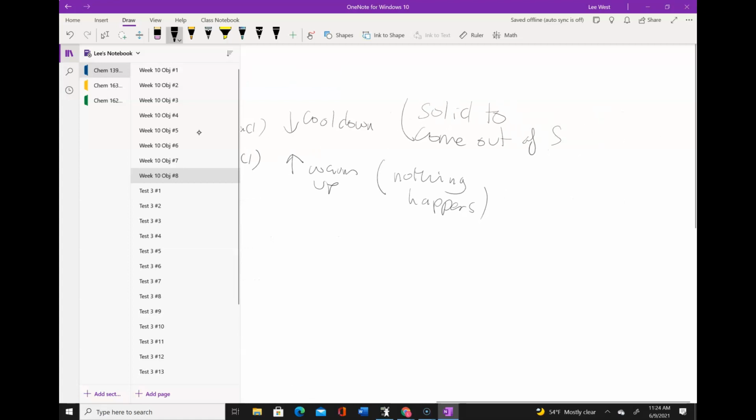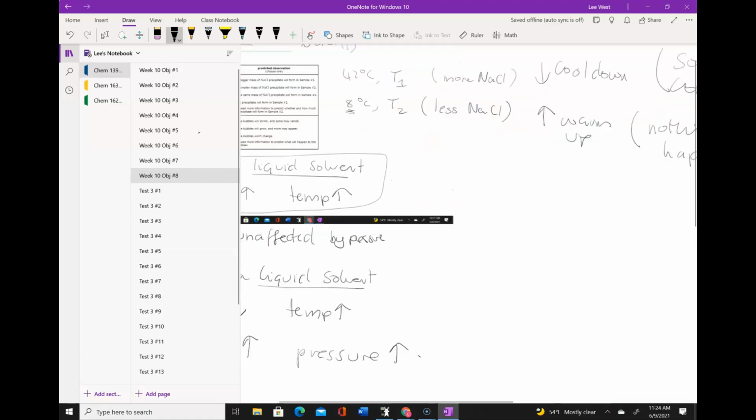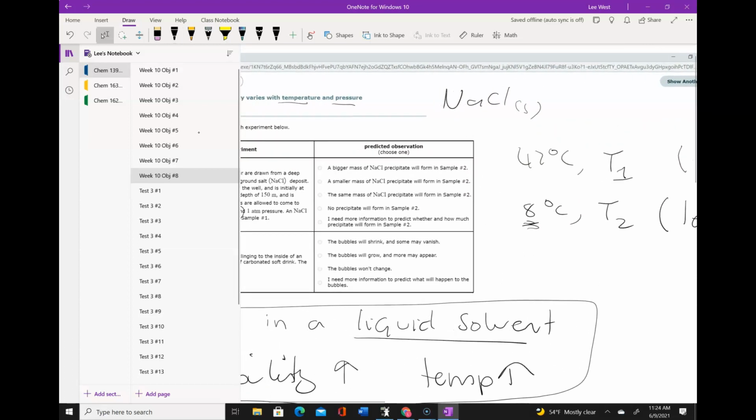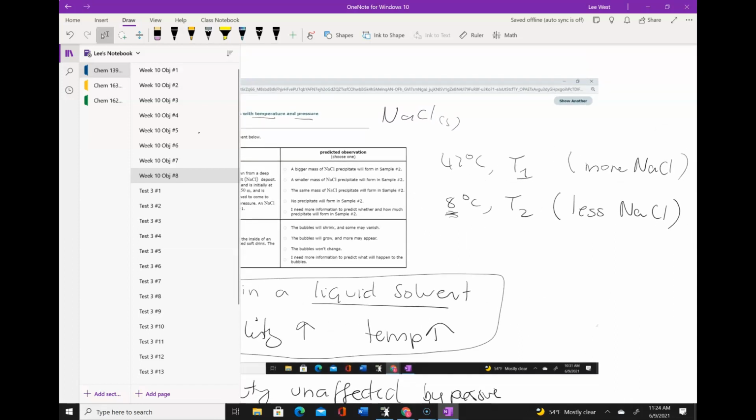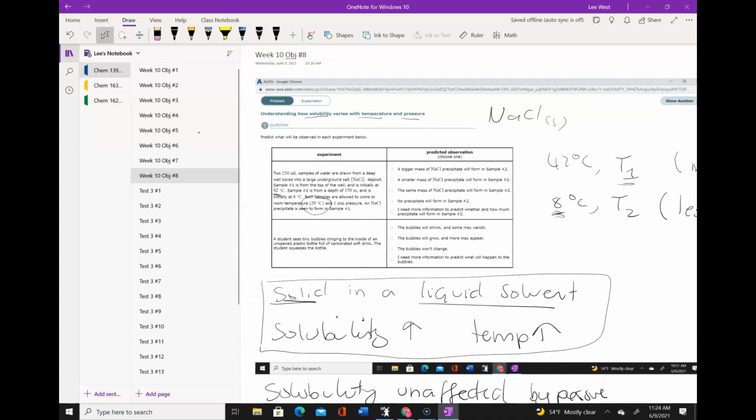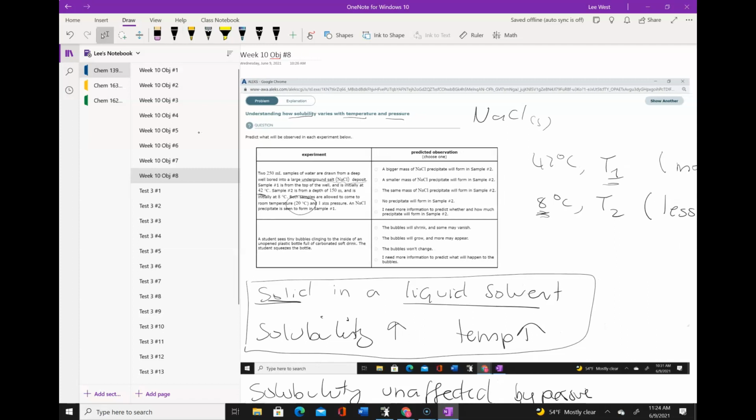All right? Because the solubility at 20 degrees is going to be a lot less than the solubility at 42 degrees. So what we're expecting is that solid might come out of the first one, the warmer one. All right? So it's in a large underground salt deposit, so it's in contact with the salt, so we know it's saturated. Both samples are allowed to come to room temperature, so one gets warmed up, one gets cooled down. A sodium chloride precipitate is seen to form in sample number 1. Exactly. Right. So a bigger mass of sodium chloride precipitate will form in sample 2.